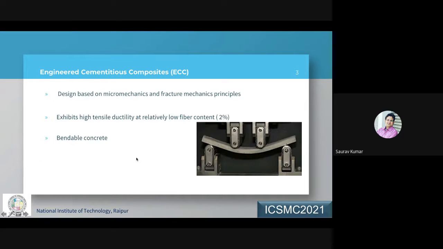Finally, the conclusion. Coming to engineered cementitious composite, it is designed based on micromechanics and fracture mechanics principles, and it has higher tensile strength and ductility at a low volume of PVA fiber. Because of its behavior, it can also be called bendable concrete. We can see that in the picture.